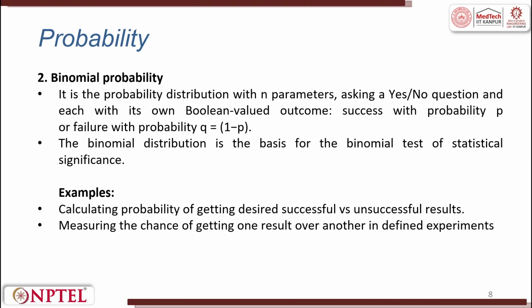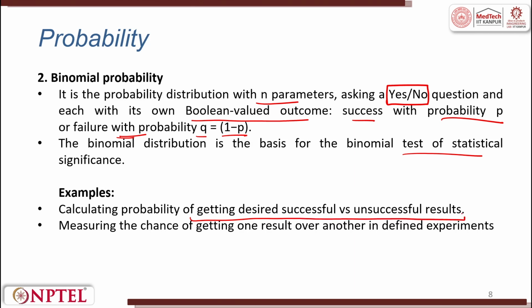Binomial is generally yes or no. It is probability distribution with n parameters asking yes no question and each of its own Boolean valued outcome, success with probability p or failure with probability q, that is 1 minus p. Binomial distribution is the basis for the binomial test of statistical significance. Examples are calculating probability of getting desired successful versus unsuccessful results, measuring the chance of getting one result over another in defined experiments. These are not much detailed. Anyway, we will be given more references to read more about binomial and Poisson.